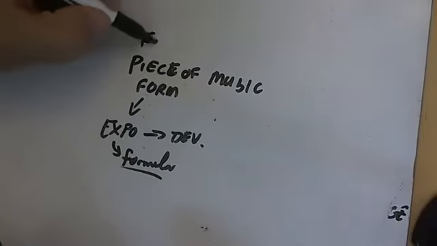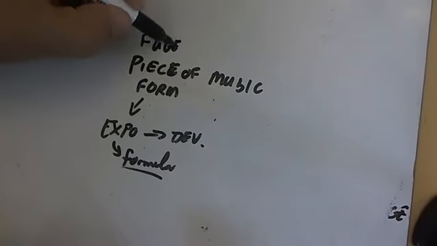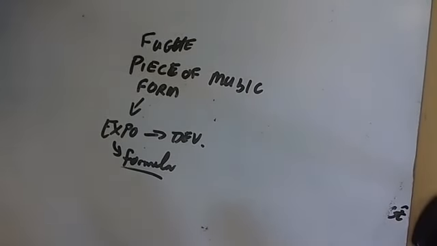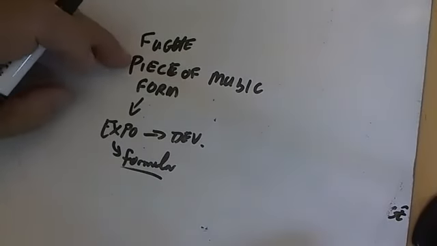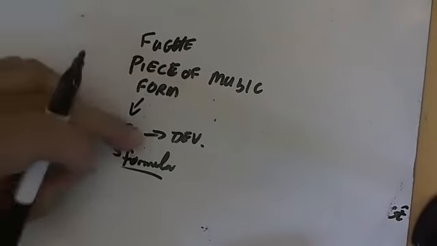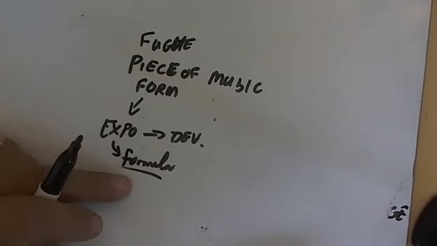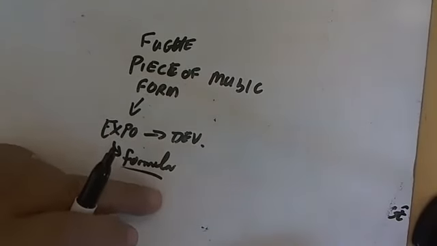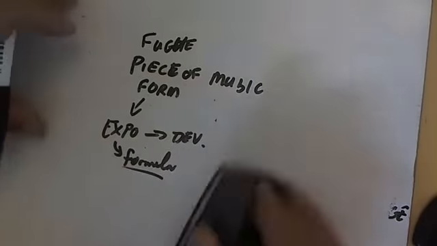A fugue is a piece of music that was popular in the Baroque period and popular afterwards as well, that is both just in itself a fugue, but also a form or formula that has a beginning section called the exposition, which has the entrance of the voices coming in one at a time, and the development section there, okay? And then what do we need to know about that?